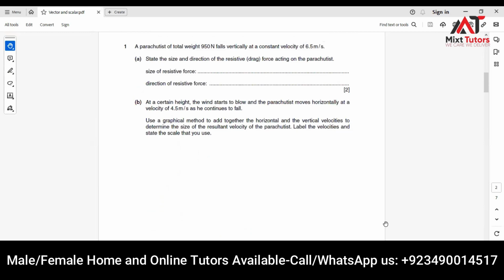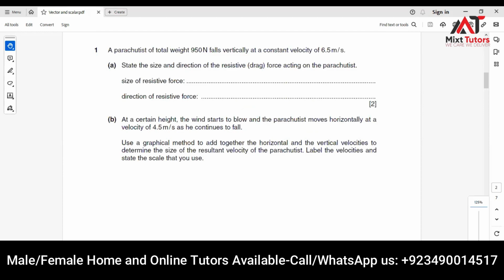This question, we were on this question. A parachutist of total weight 950 Newton falls vertically at constant velocity. So velocity is constant. It means acceleration is zero and resultant force is zero. Do you agree? Yes, sir. So state the size and direction of resistive force. What would be the size or magnitude of resistive force? Please write your answer in the chat box. Isa and Sarah, please write the answer. Are you able to see the question on your screen? Yes, sir. Okay, write the answer.